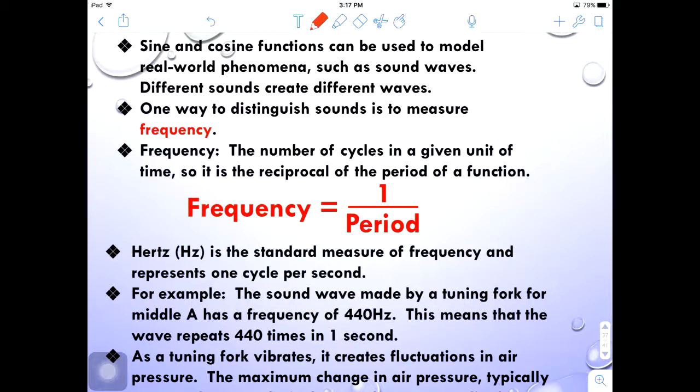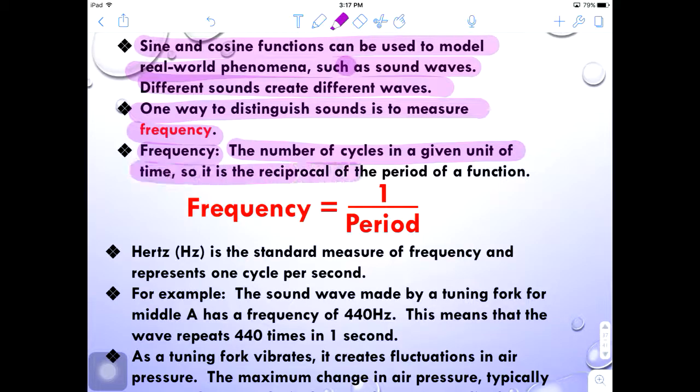We have some notes here that we need to remember. There's a new formula here too. Let's read this together. Sine and cosine functions can be used to model real-world phenomena, such as sound waves. Different sounds create different waves. One way to distinguish sound is by measuring frequency. Frequency is the number of cycles in a given unit of time, so it is the reciprocal of the period of a function. Here is the equation. Frequency equals 1 over period, or you can rewrite it as F equals 1 over P for shorter.